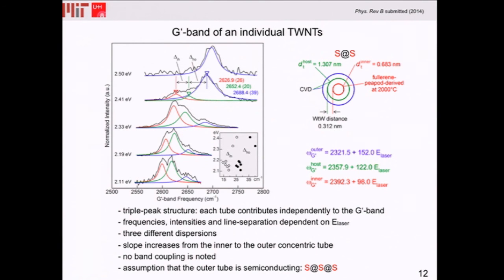This plot tells us that the interaction is very weak, but also that there is no band coupling between the tubes, which is seen in graphene, for example. With this plot, we can also assume that the outer tube could be semiconducting because it is more resonant around 2.4, 2.5 electron volts, and when we have a close look at the Kataura plot, we can assume that the triple wall carbon nanotube has 3 semiconducting flavors.